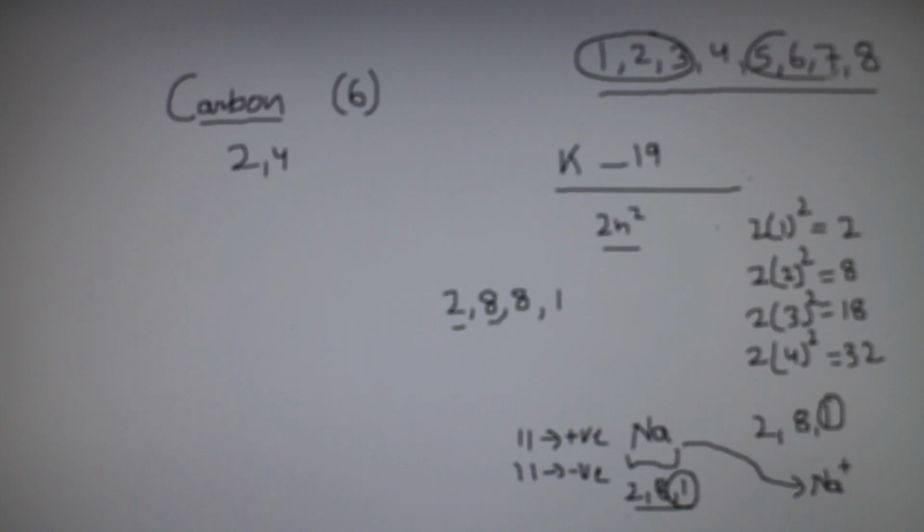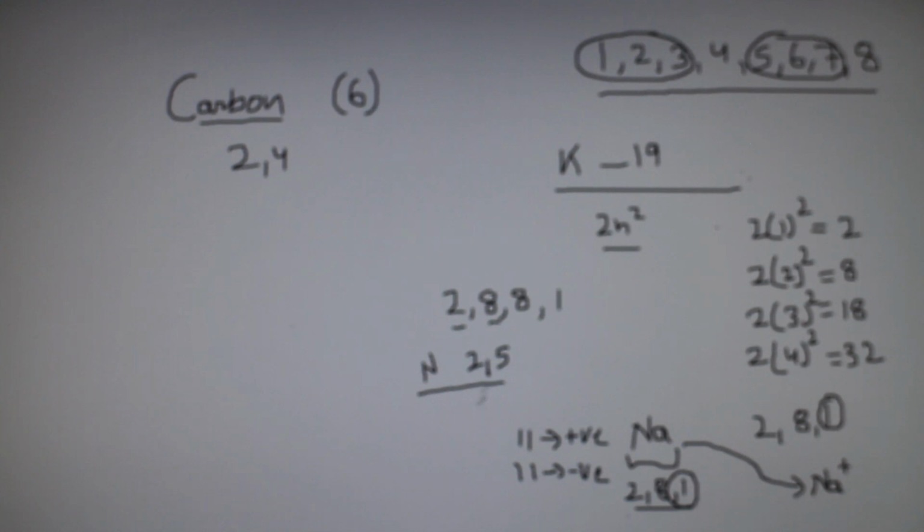Similarly, 5 and 6 and 7, let's say for example, nitrogen. Nitrogen has atomic number 7, so the configuration will be 2, 5. In order to become stable, it is going to gain 3 more electrons. What kind of ion is it going to make, if an element is gaining electrons? Negative, no? Because it's gaining electrons, it will be electronegative.